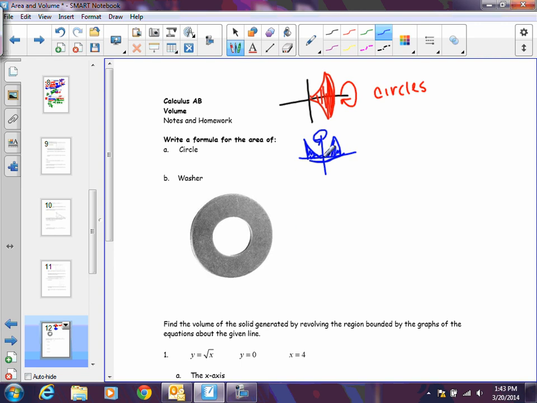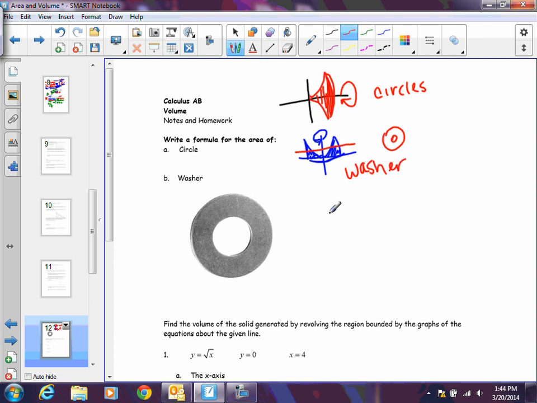Okay? This right here, if you were to just go through and slice it up, would it be solid circles? When you think about it, if you had a glass and you cut it with a really sharp knife, it wouldn't make a solid circle. There would be a hole in the middle, and if you looked at it from the top, there would be a hole in the middle. This is what we're going to call a washer.